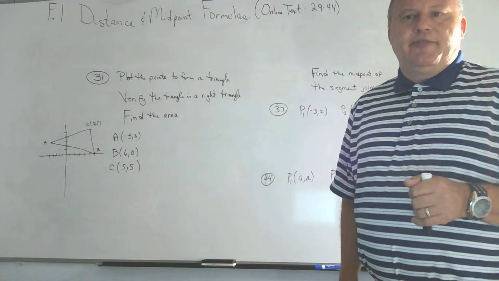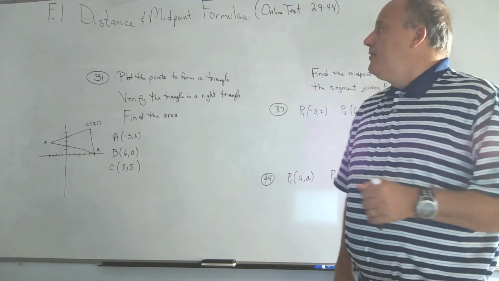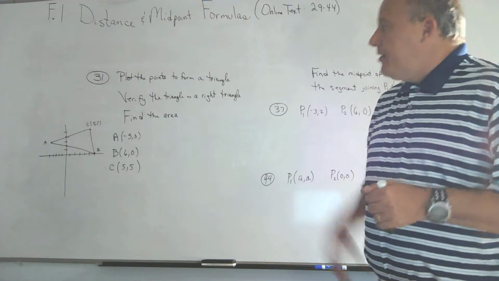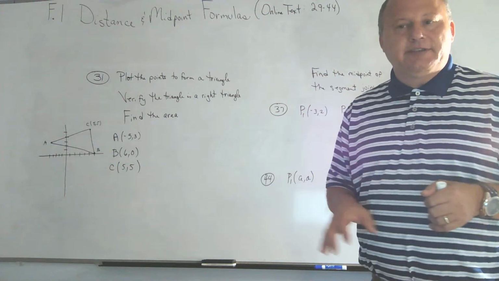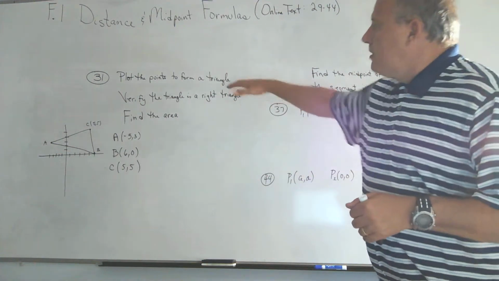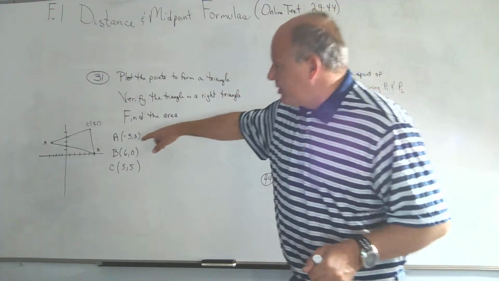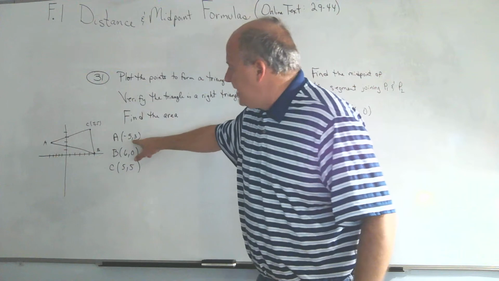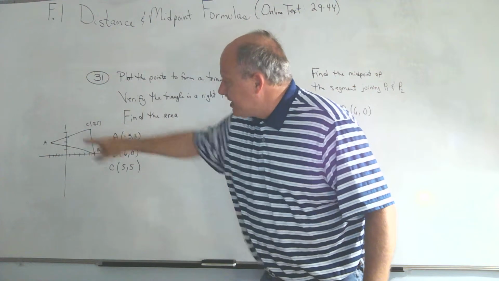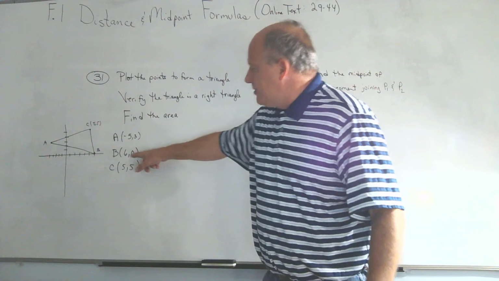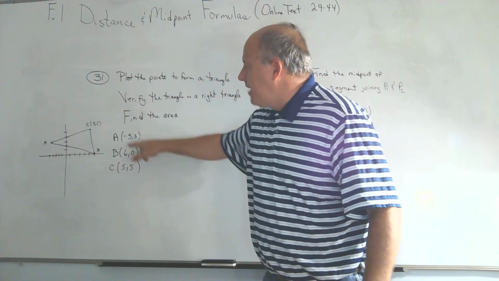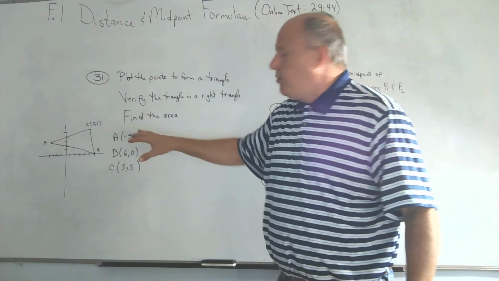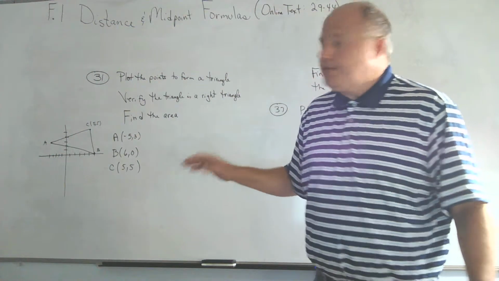Hello, this is our third video of F1, and it talks about verifying that a triangle is a right triangle and finding the area given 3 points. They also wanted us to plot it, so I went ahead and plotted it before I started the video. A is negative 5, 3, so that's out there in the second quadrant. B is 6, 0, so it's a quadrantal point on the x-axis, and the other point is 5, 5. So these are the 3 points on the Cartesian plane.